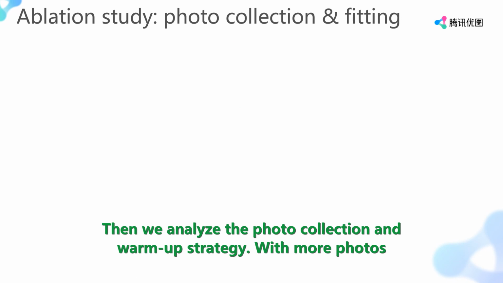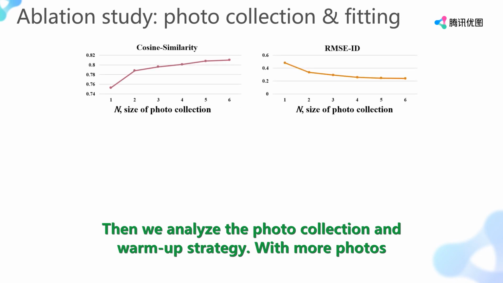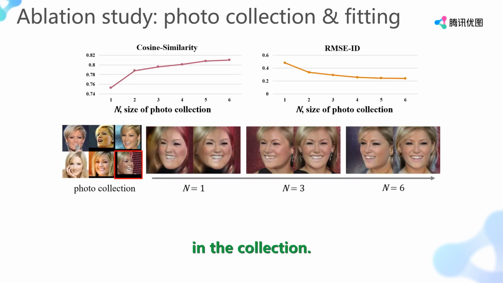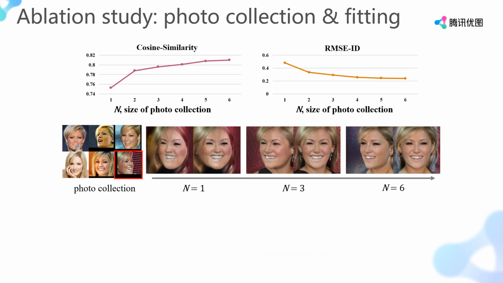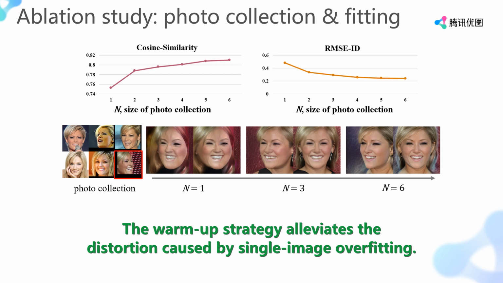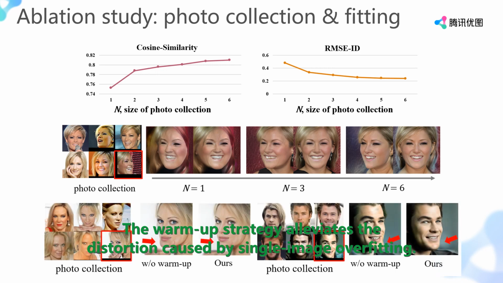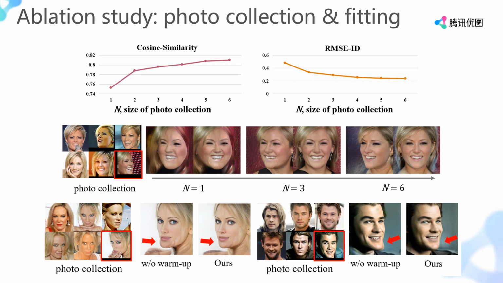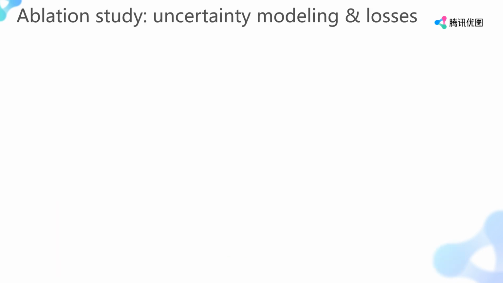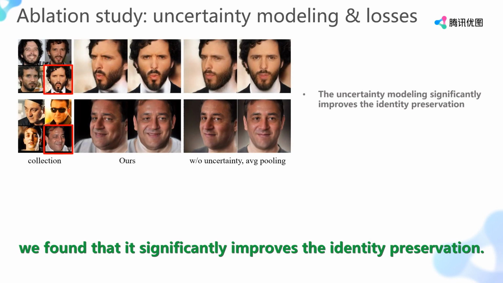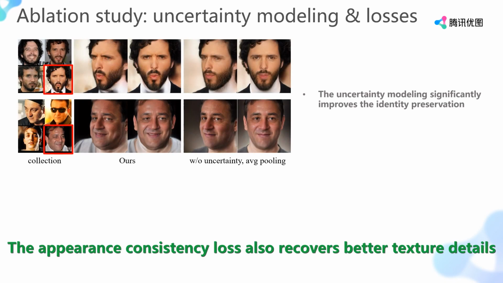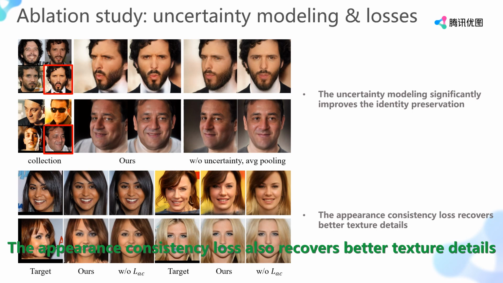Then, we analyze the photo collection and warm-up strategy. With more photos in the collection, our method reconstructs better 3D faces. The warm-up strategy alleviates the distortion caused by single image overfitting. Finally, for uncertainty modeling, we find that it significantly improves the identity preservation. The appearance consistency loss also recovers better texture details.